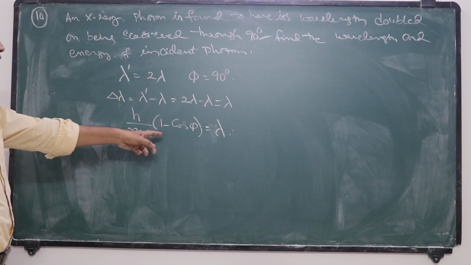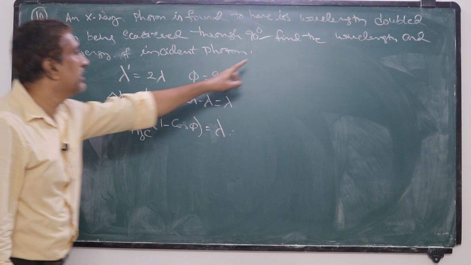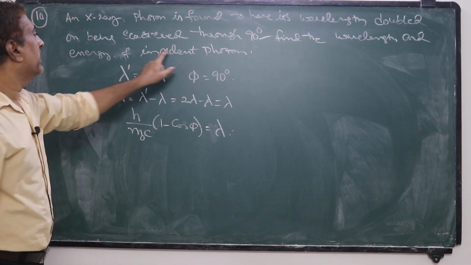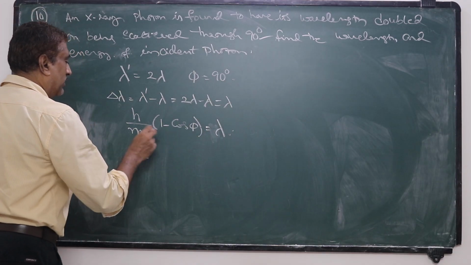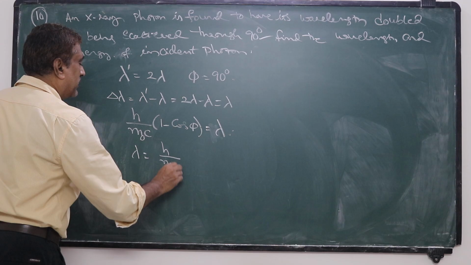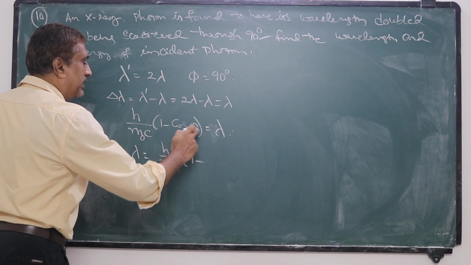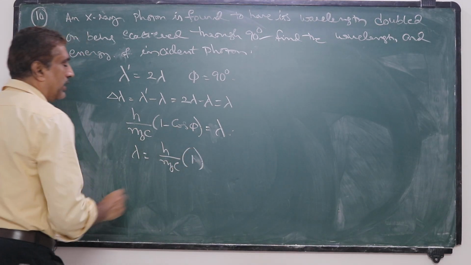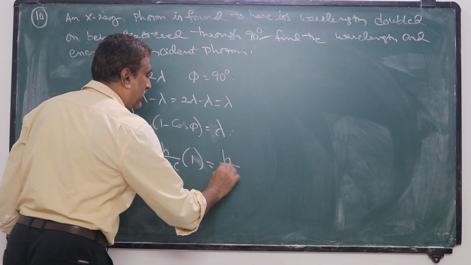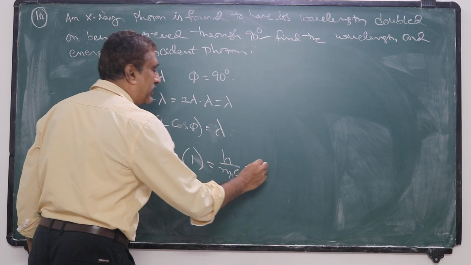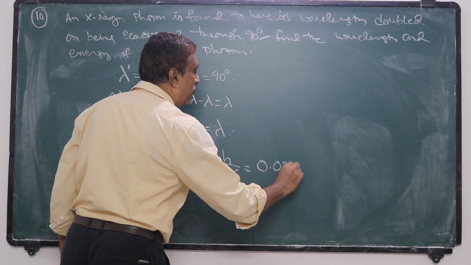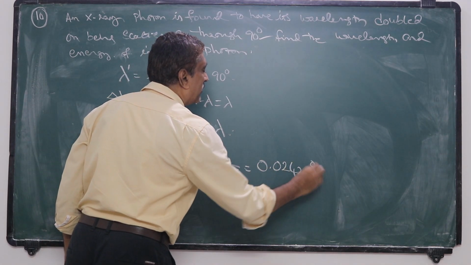Now they are asked to find the incident photon wavelength and energy. That means you have to calculate lambda. So lambda is equal to h by m naught c into (1 minus cos phi), and cos phi is 0, so it is 1. That is h by m naught c, and we already know that h by m naught c value is 0.0242 Armstrong.